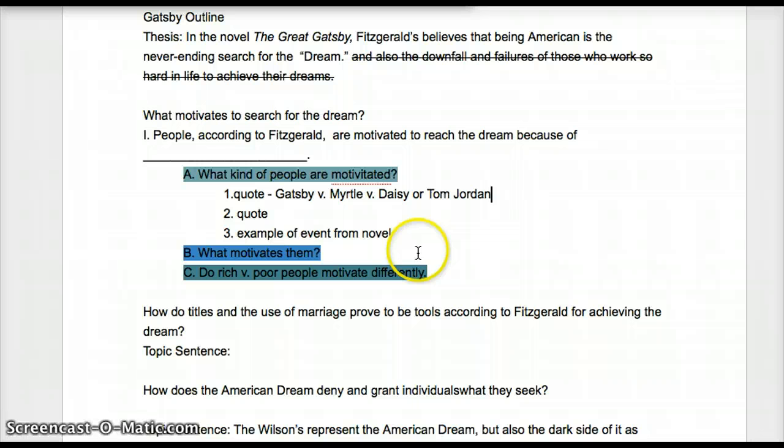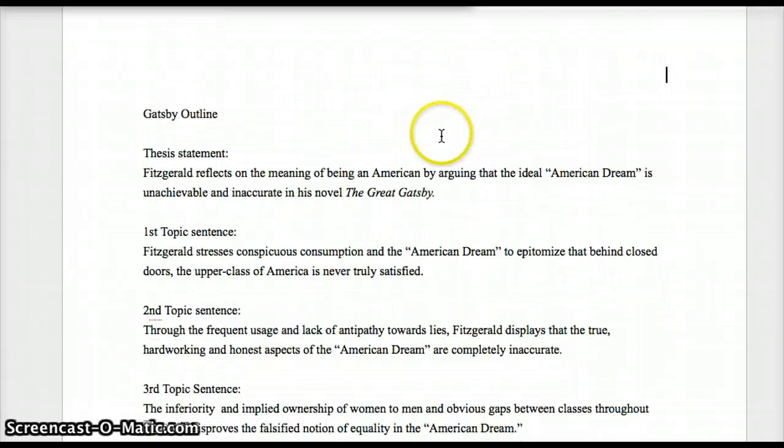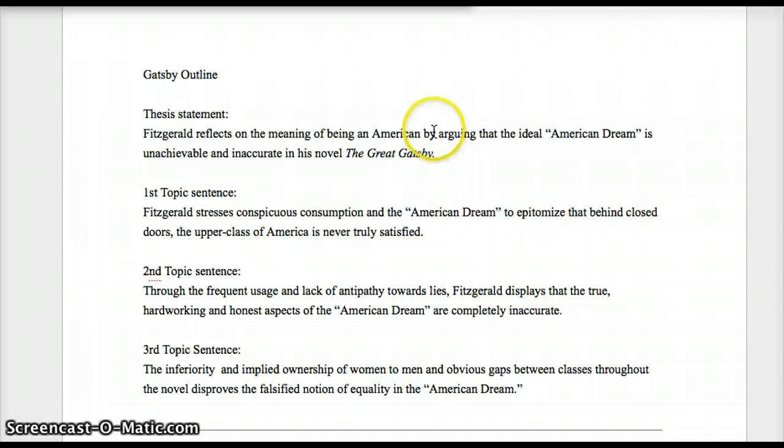The last thing I want to show you is an example of a very good thesis statement and topic sentences. Please take a minute to read them. I want to point out why these are so good. Note how Fitzgerald reflects on the meaning of being an American by arguing that the ideal American dream is unachievable and inaccurate in his novel, The Great Gatsby. Wow, that's a lot to argue. It gives her lots of wiggle room.